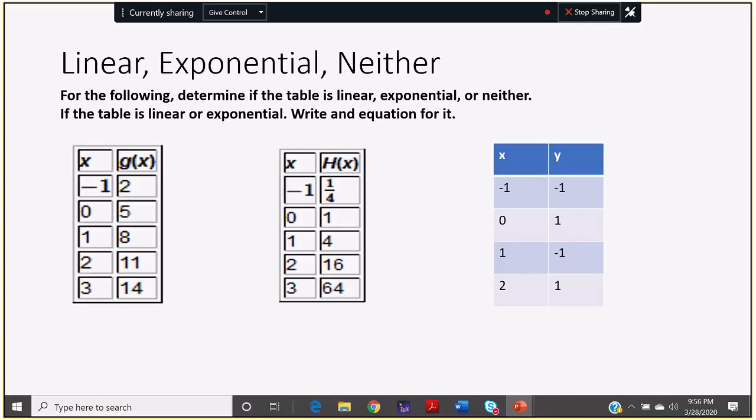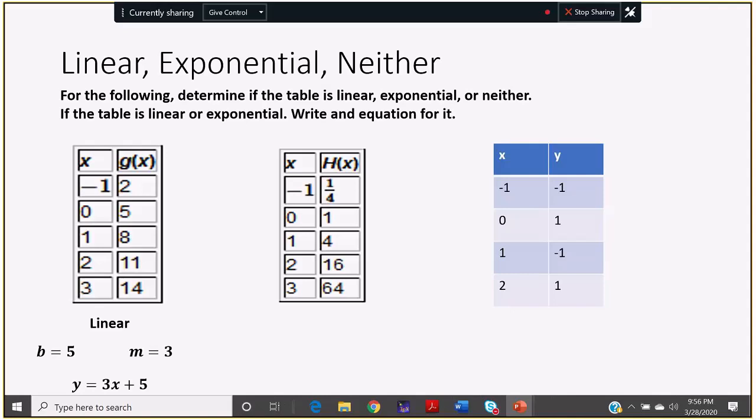So we said the slope is 3. My intercept is going to be 5. I know that because I can see on my table, okay, x is 0, and when x is 0, g of x is equal to 5, so that must be my y-intercept. So identify that it's linear, my y-intercept is 5, my m is 3, and so my equation is going to be y is equal to 3x plus 5.